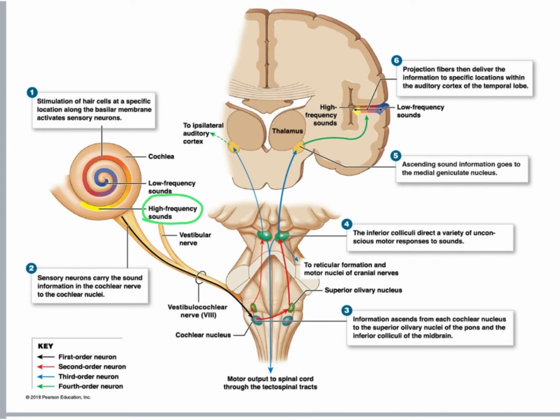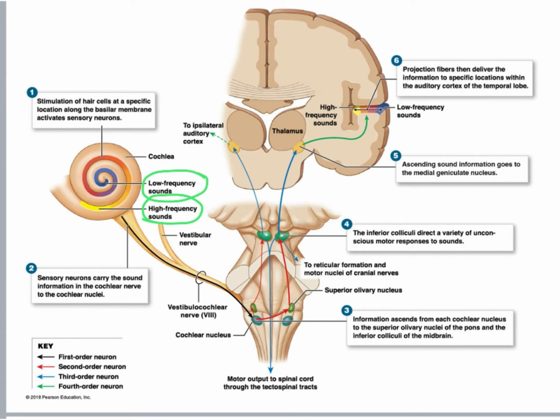High-frequency sounds cause short fluid waves, and these are detected by hair cells located closer to the beginning of the cochlea. Now, on the other hand, low-frequency sounds create long waves, and these long waves are detected by hair cells located closer to the end of the cochlea. That's right here in the middle.